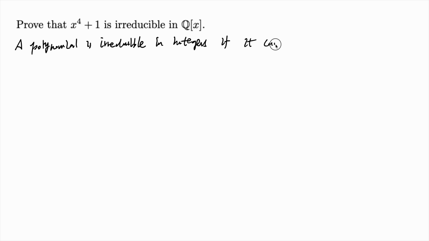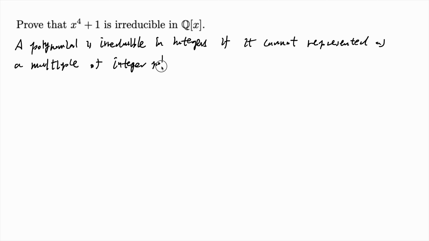if it cannot be represented as a multiple of non-constant integer polynomials. Non-constant, because that's quite important. And you can change this integer to real, rational, or even complex. So if you're going to change this word, you can also change this word. So a polynomial is irreducible in something if it cannot be represented as a multiple of non-constant something polynomials.